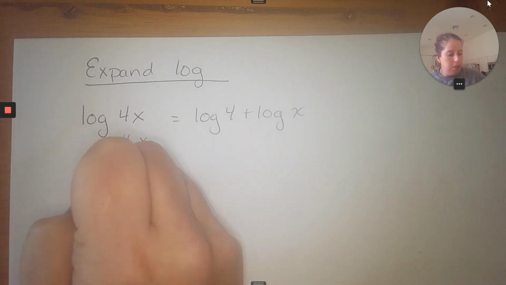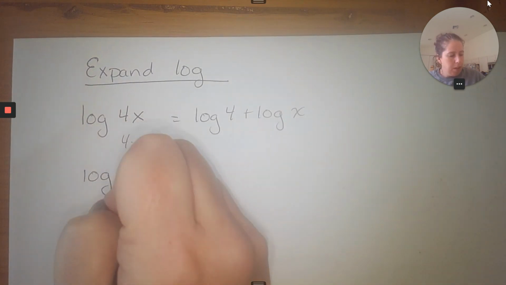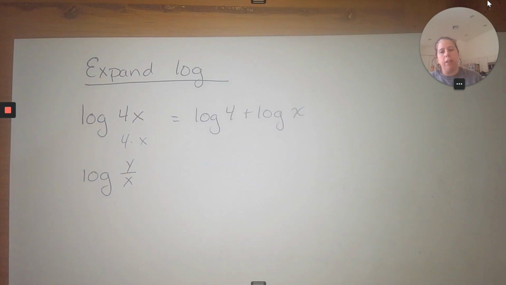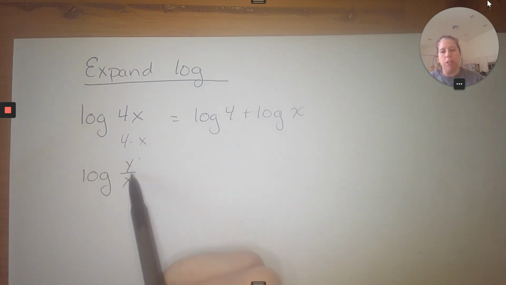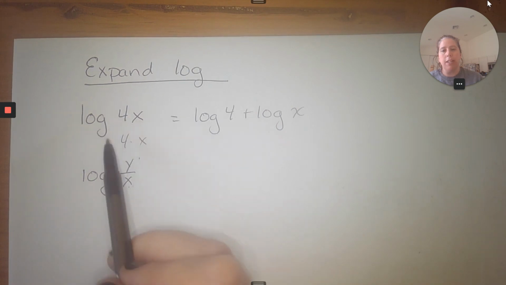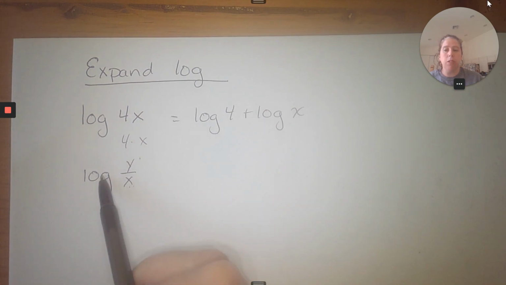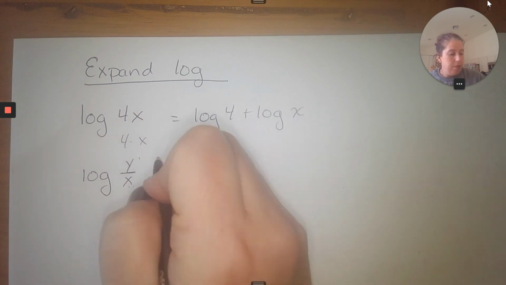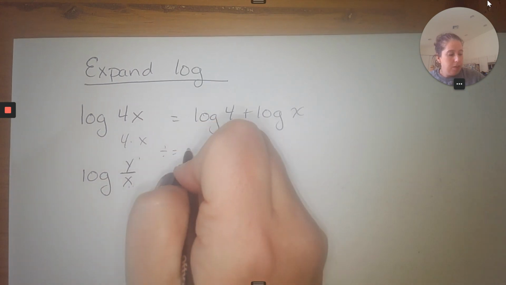If I give you log of y over x, we want to separate. You've got 2 terms here, which means I need 2 logs. Just like here, you have 2 terms, so I need 2 logs. Divide means subtract.